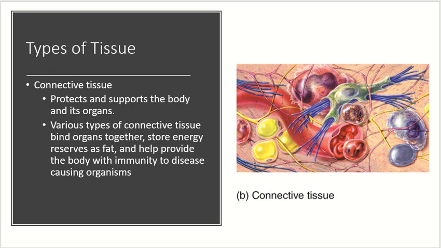The next type of tissue that we have is connective tissue. This is useful in providing protection and support for the body and all the various organs associated with it. There is a wide array of types of connective tissues. These do everything from binding organs together, to storing energy reserves as fat. They also help provide the body with immunity against any disease-causing organisms. So they do a lot of different things, and we'll look again at these 2 types of tissue in great detail.